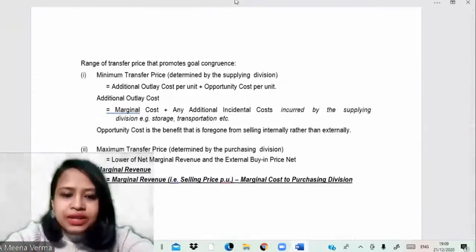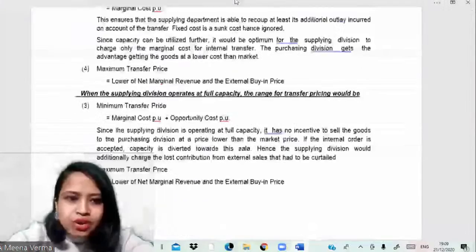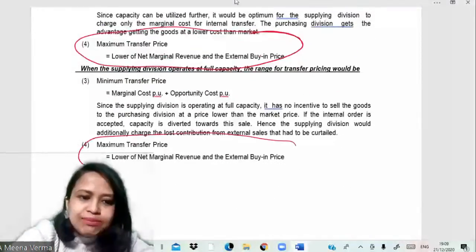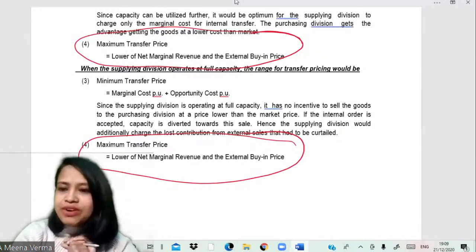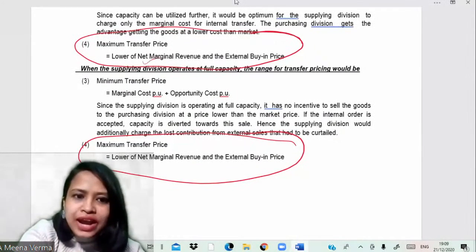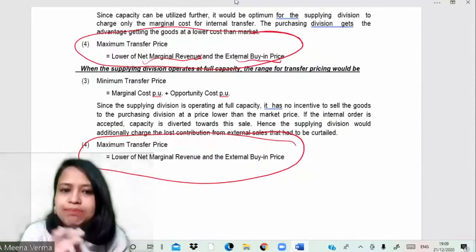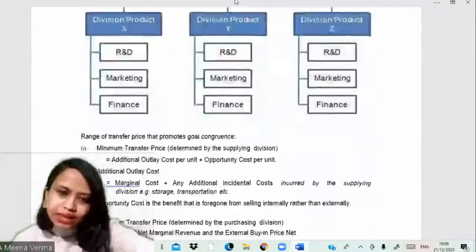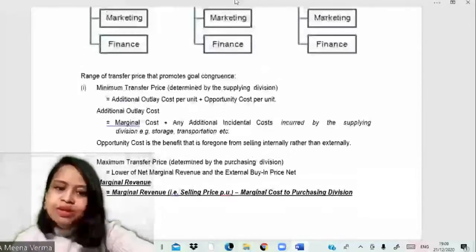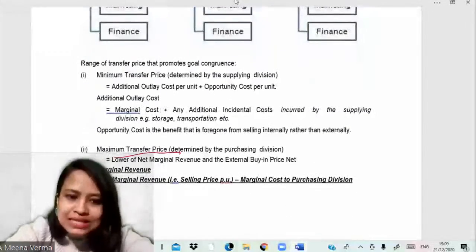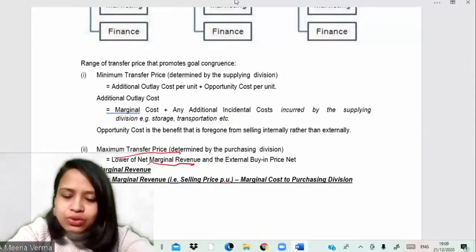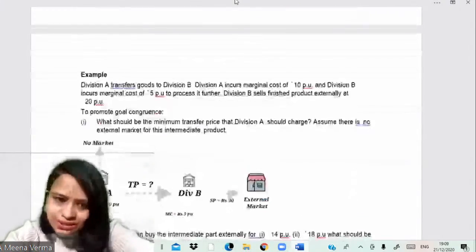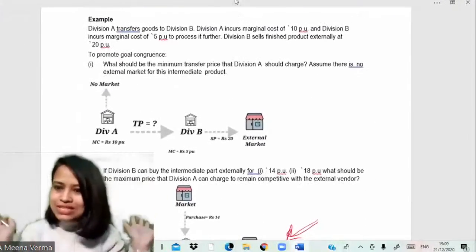And we will understand the meaning of this. We have not understood the meaning of this, and I will explain to you the meaning of this line. For deciding the maximum transfer price, lower of net marginal revenue and external buy-in price. What is the meaning of this? We will understand with the help of this example. I will tell you how to find the maximum transfer price considering the net marginal revenue and external buy-in price, because it was not mentioned previously, so we have not considered that, but we will understand this with the help of this example.